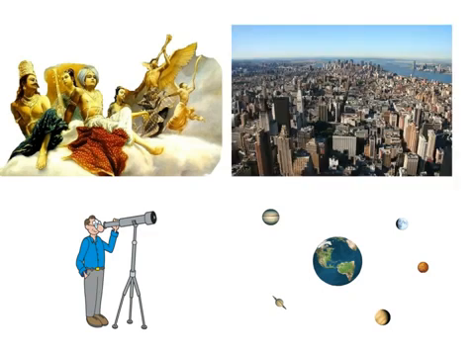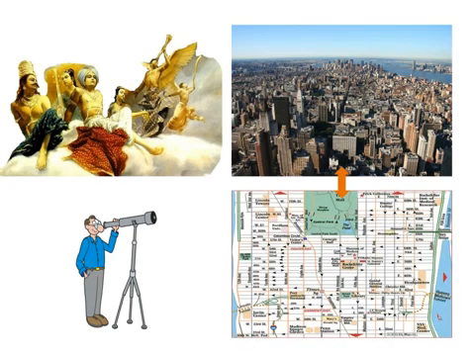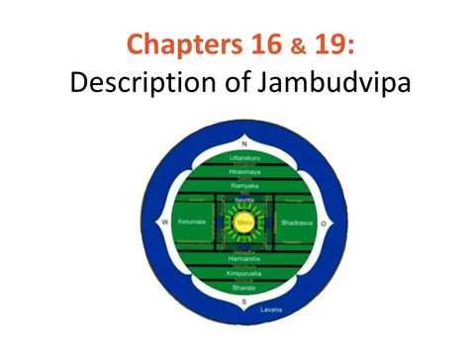For example, they could see a big city in 3 dimensions, but we may see the same thing in a more limited way, like in, say, 2 dimensions. Now, both views here are true and valid in their own way, but the Bhagavad Purana describes a multi-dimensional worldview of the celestial beings. That brings us on to chapters 16 and 19, description of Jambudvip.